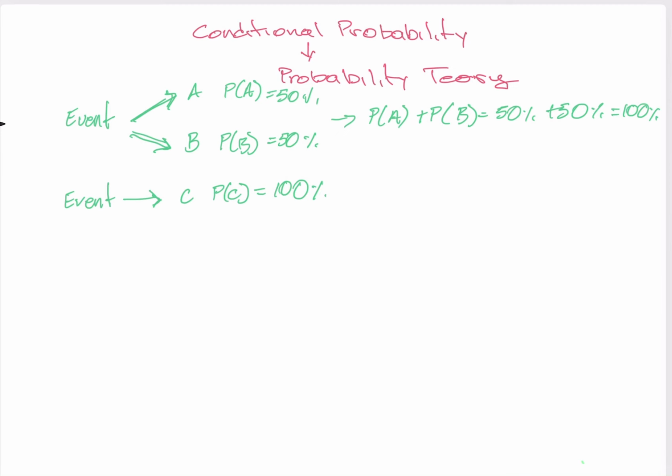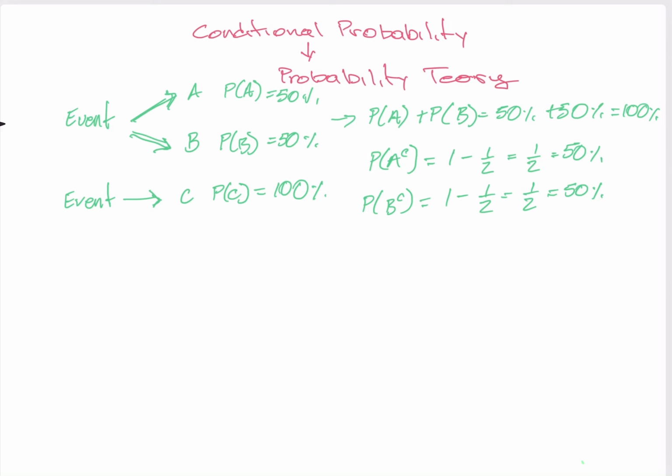Okay? The probability of A not happening is equal to 1 minus 1/2, or 100% minus 50%. The probability of B not happening is equal to 1 minus 1/2, which is equal to 1/2, which is equal to 50%.